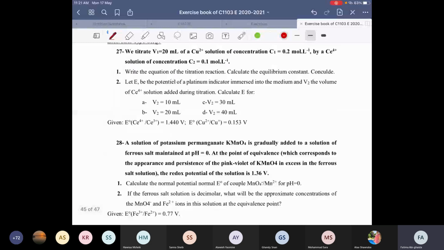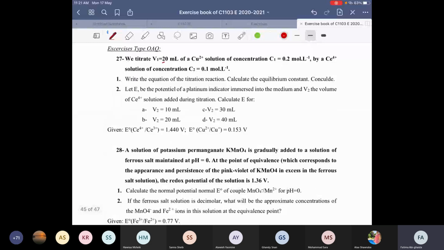Number 27. Titrate 20 milliliters. Pay attention, this is not Cu2+, this is Cu+. Okay? And tell me why. Quite simply, you should know why this is Cu+ and not Cu2+, otherwise it is an error. So titrate 20 milliliters of the Cu+ solution of concentration 0.2 with cerium 4+ of concentration 0.1.